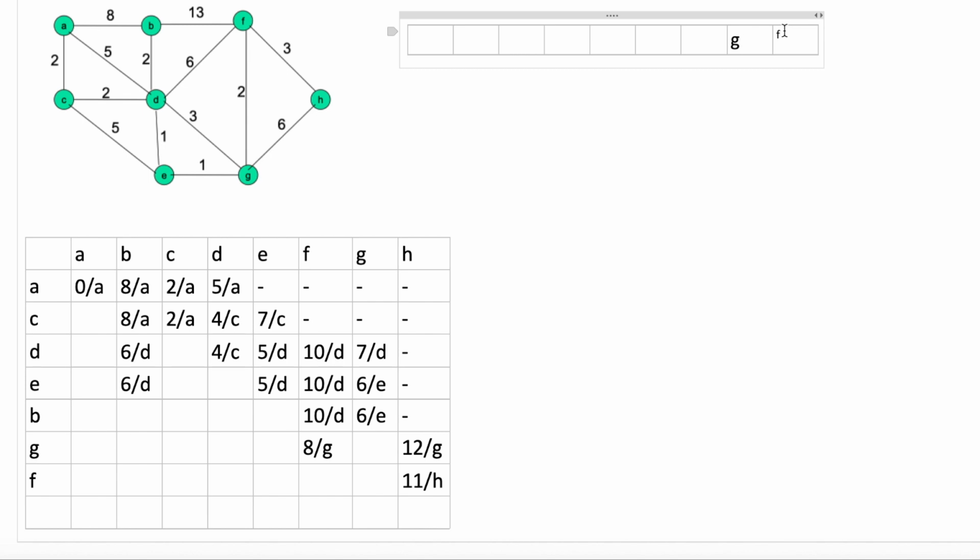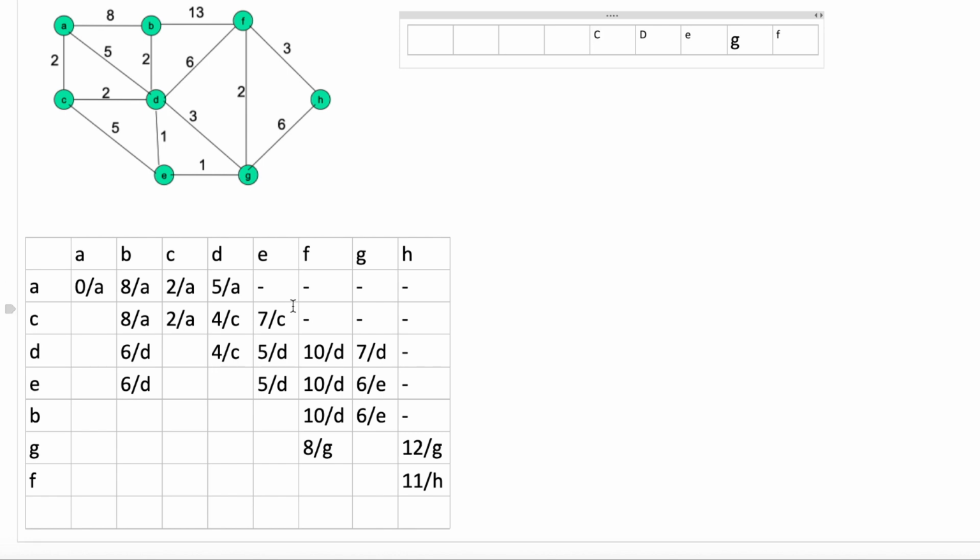So we write G here, and next we choose the G column and select the shortest among these values. So 6 is the shortest and we are going via E. So E is the previous vertex, and now let us see the previous vertex for E. The E column has 5 as least cost and it is coming from D. So put D here, and choose the D column and look through that column for the minimum value. It is 4 and we are coming via C.